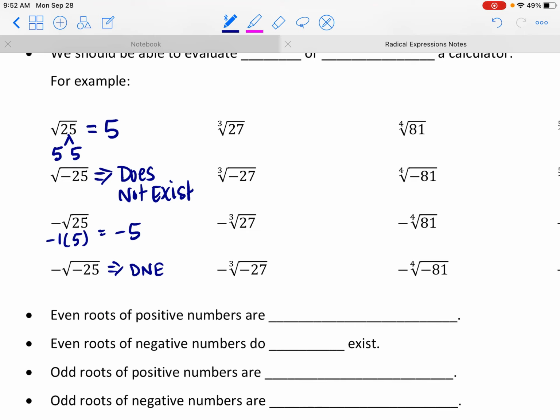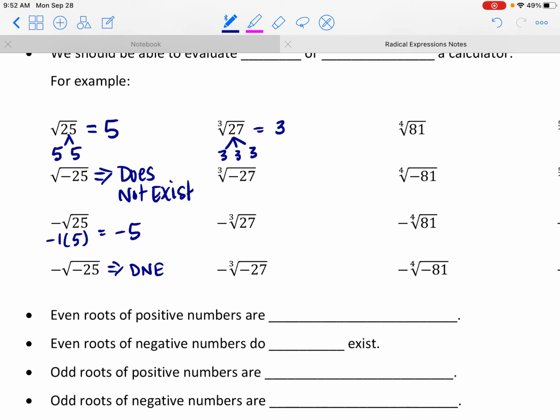Now how about a cube root? A cube root of 27 is asking you what number could you multiply by itself 3 times in order to get to that radicand. So in this case it's going to be 3. 3 times 3 would make 9, times another 3 would make 27. So the cube root of 27 is going to be 3.